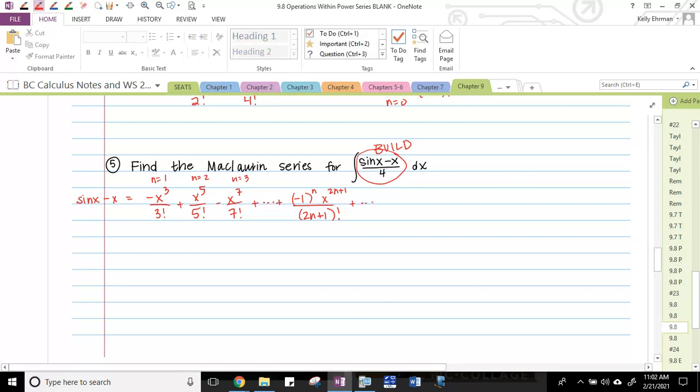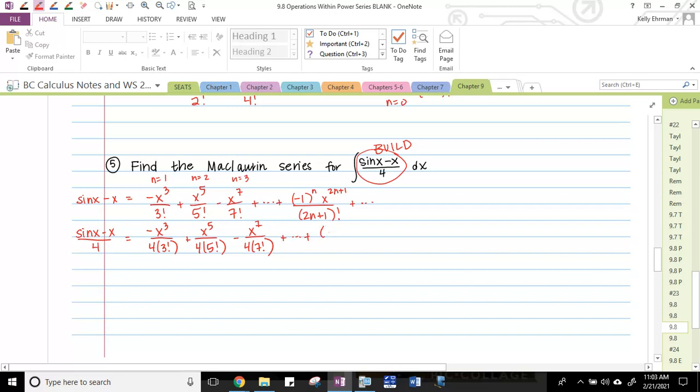All right, what else are we supposed to do? We're supposed to divide by 4. Sine x minus x divided by 4 is just dividing each of these terms by 4. Negative x to the 3rd over 4 times 3 factorial, plus x to the 5th over 4 times 5 factorial, minus x to the 7th over 4 times 7 factorial. Do not simplify those. Who knows what those values are?